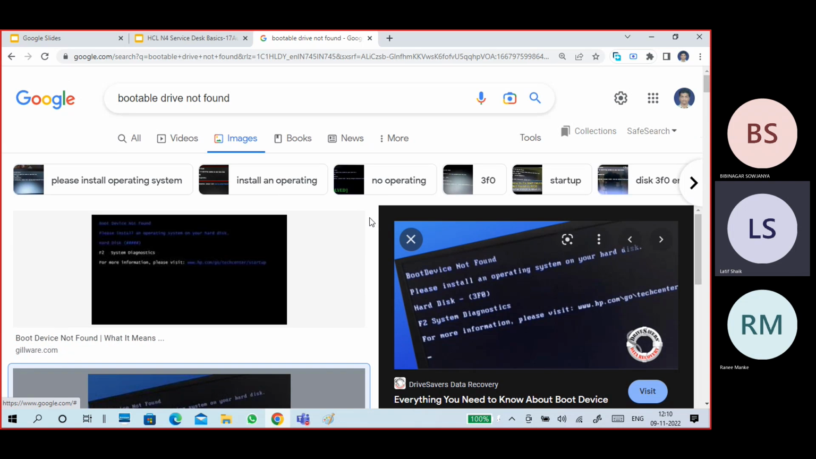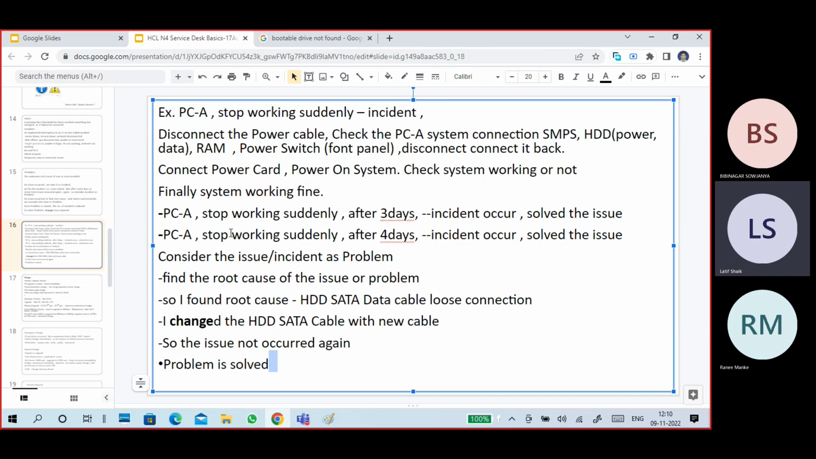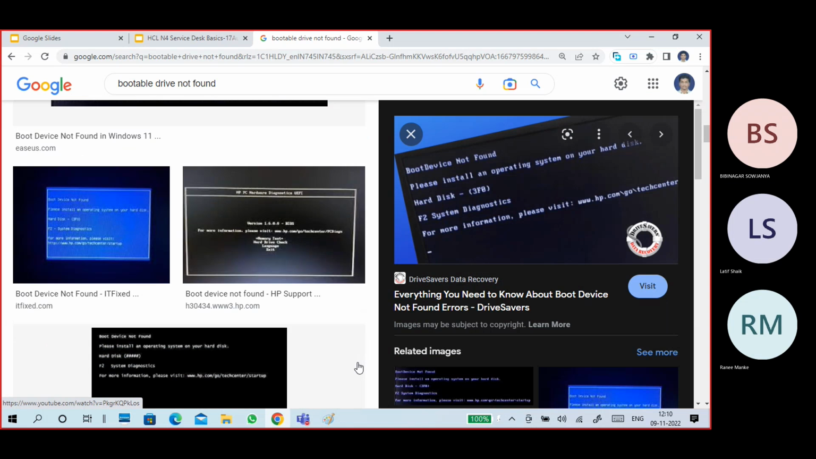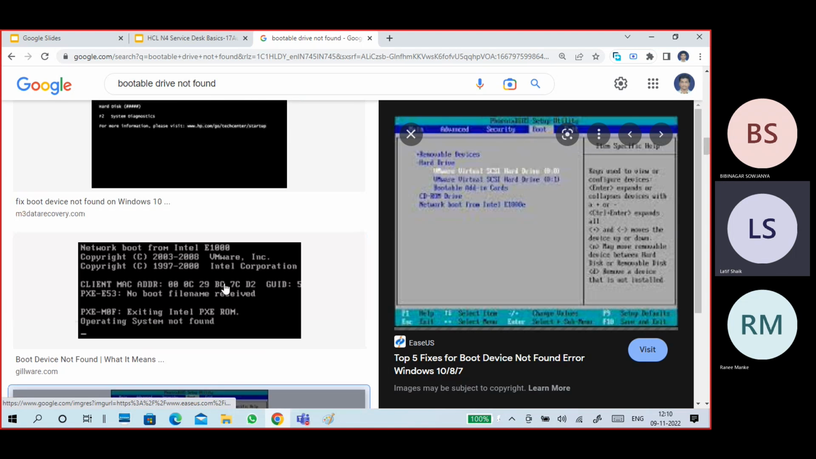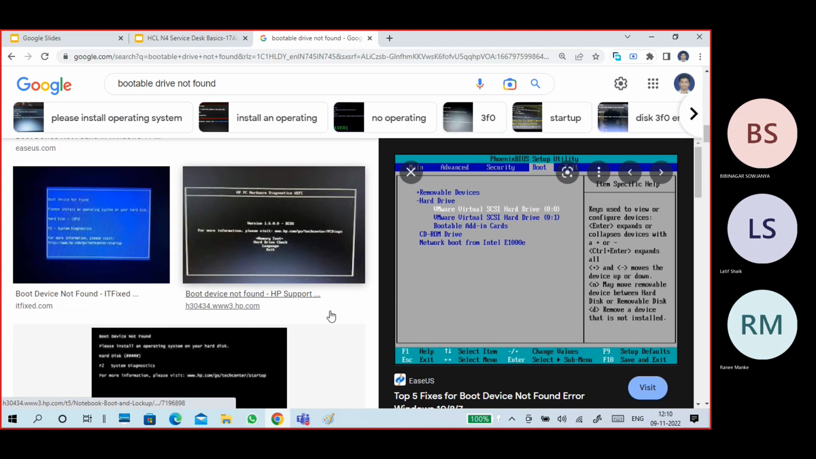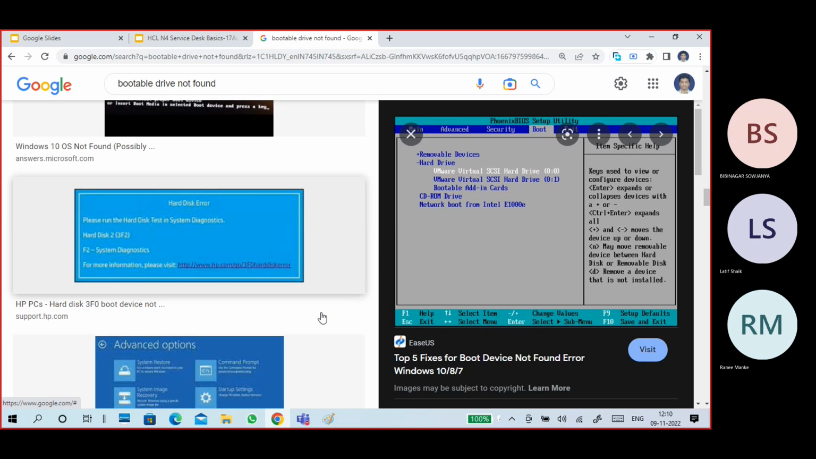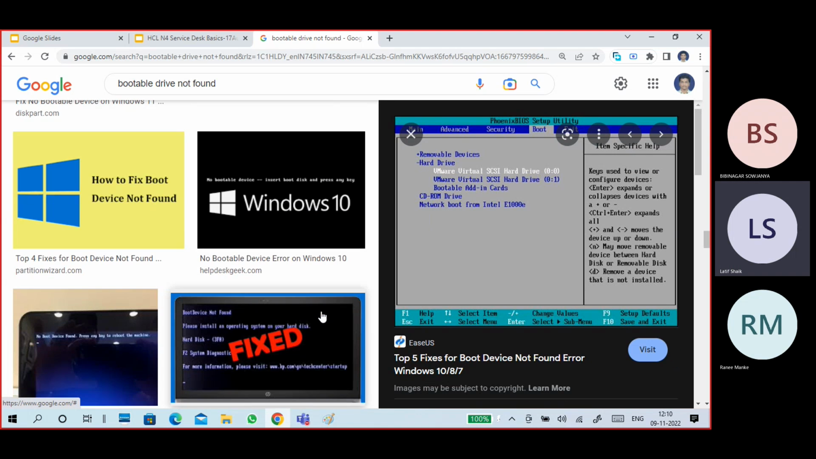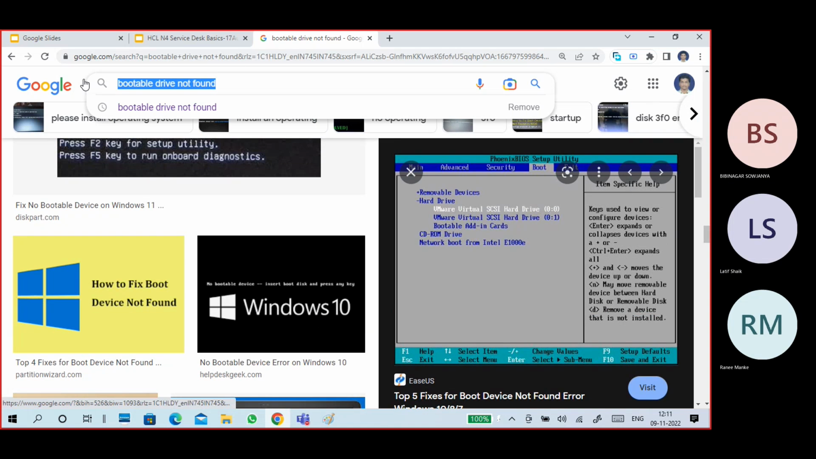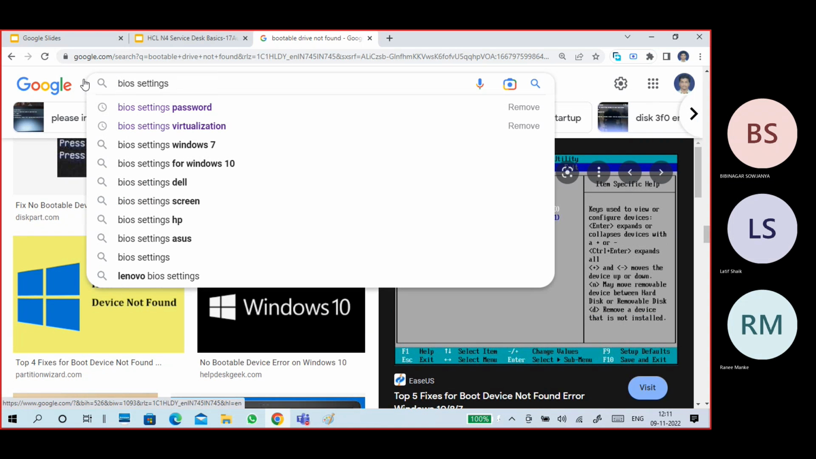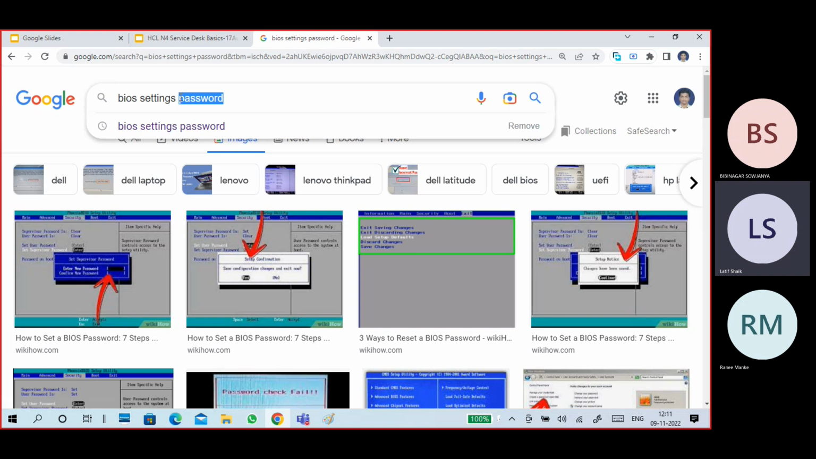Then what I did, I restarted my computer. The system is working, meaning the system's main part is working, and it is only a hard disk related issue. So what I did, I went to the BIOS settings. In the BIOS settings, I am trying to check. First of all, go to the BIOS settings. Not password, BIOS setting on.